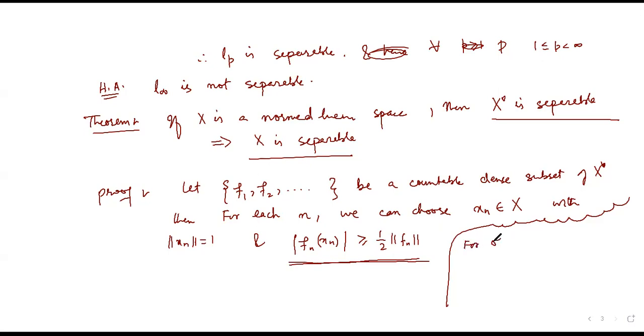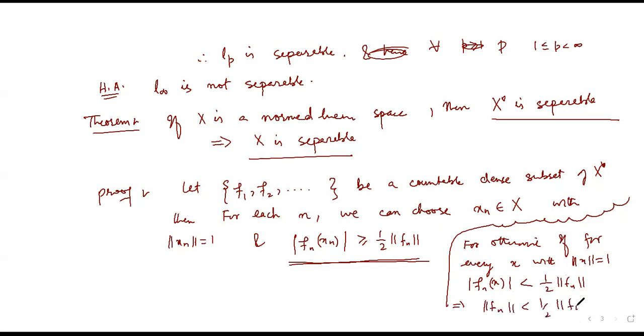Otherwise, if no such vector exists, that is, if for every x with norm x equal to 1 the reverse is true, fn of x is less than 1/2 norm of fn, then taking the supremum it would mean norm of fn is less than 1/2 norm of fn, which is absurd because it implies that 2 is less than 1. So there must be some vector for each n such that this is greater than or equal to 1/2.